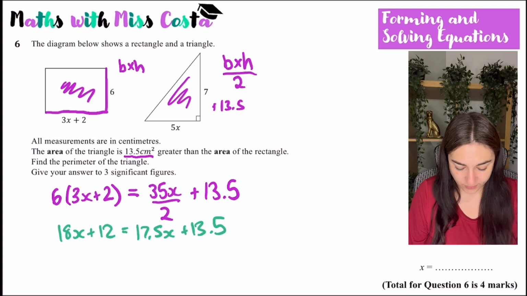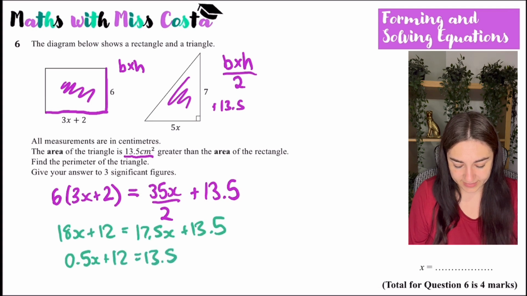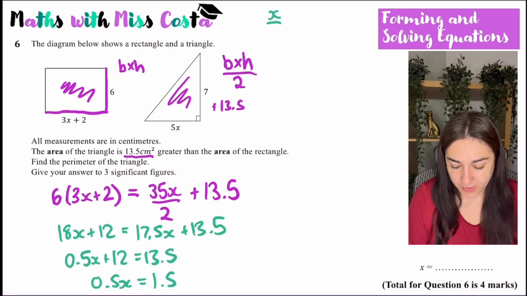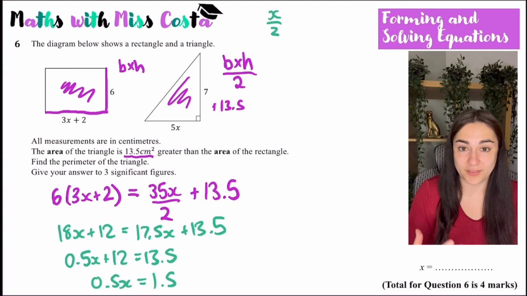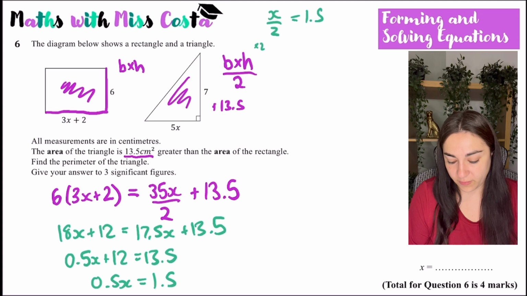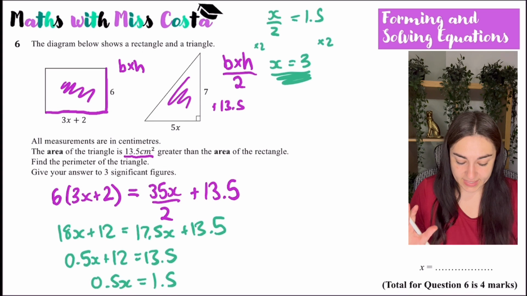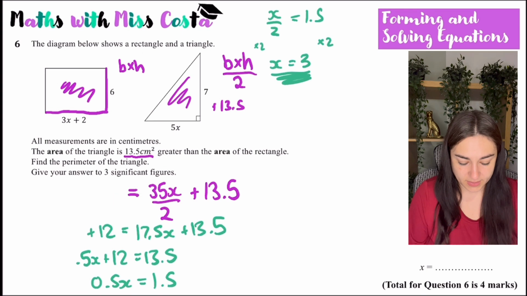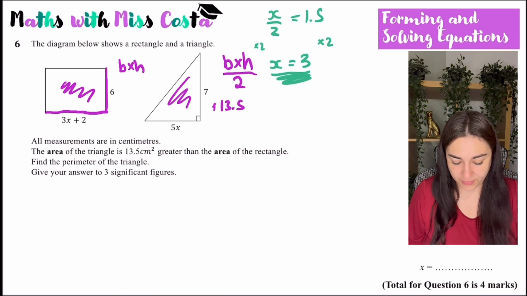So I could take away 17.5x. So I know that 0.5x plus 12 is 13.5. And then I subtract 12 from both sides. So 0.5x must be equal to 1.5. So I know that x divided by 2, like 0.5 is equal to a half, must be equal to 1.5. Therefore, if I times both sides by 2, I know that x is equal to 3. Now that I know what x is, I can substitute that in to figure out what the perimeter of the triangle must be. So if x is 3, then 5x must be 15. 5 times 3 is 15.